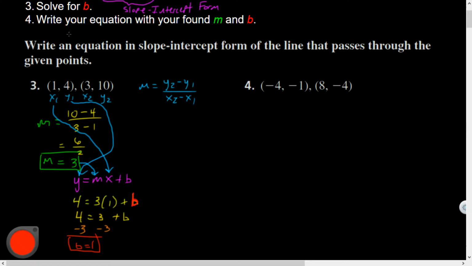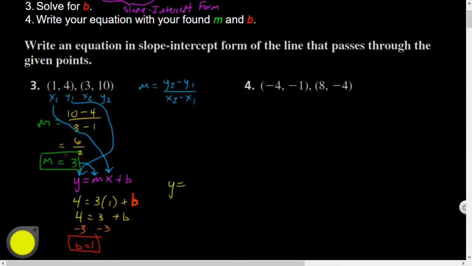All right, I just solved for b, right? Mystery solved so far. I found my slope using the slope formula, and I found my b by plugging in everything I knew and solving for what I didn't know. And now I can write my equation, right? Write your equation with your found m and b. Now, when I do that, this is what it'll look like.